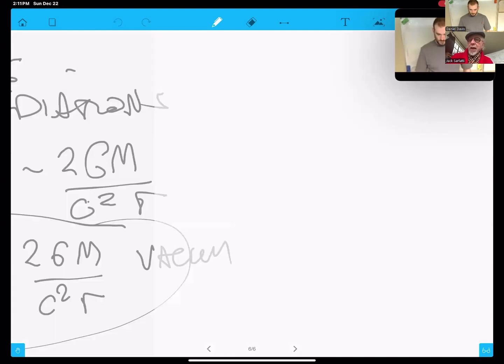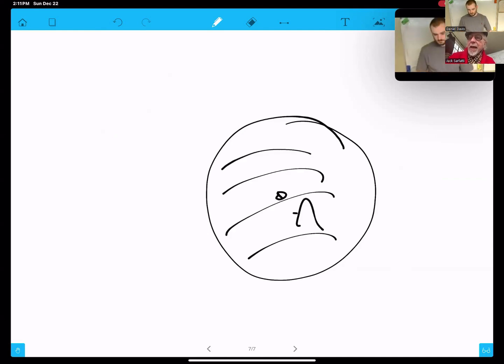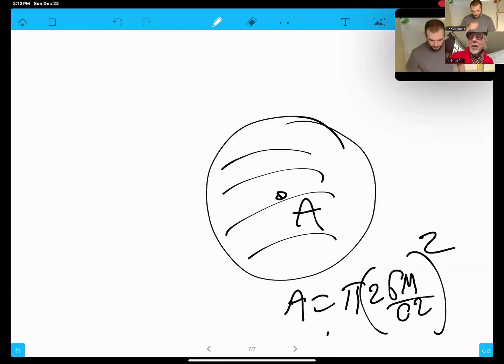In other words, I have a... I've got to be careful how I draw this. This is an area, the area looking from the outside. The area is pi times (2GM over c²) squared. You can rewrite that for a black hole as A divided by four, but let's not do that, that's too much. Let's just stick with this right here. Here's R.